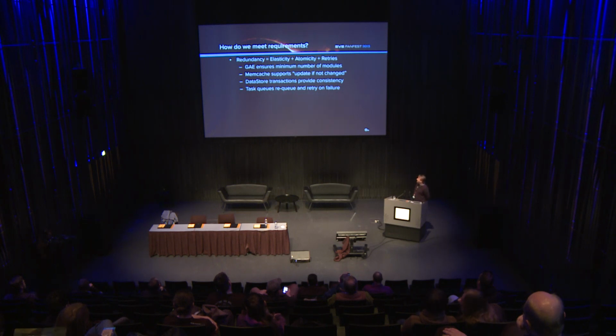Memcache and DataStore together is how I get atomicity. For memcache, there is an operation called update if not changed, so that lets me safely process updates. You can imagine you might have multiple backends trying to hit the same data. I can use this feature to make sure that only one of them actually does a change. And then DataStore supports transactions, so I can make sure I at least order my changes to the DataStore and not end up corrupting anything.